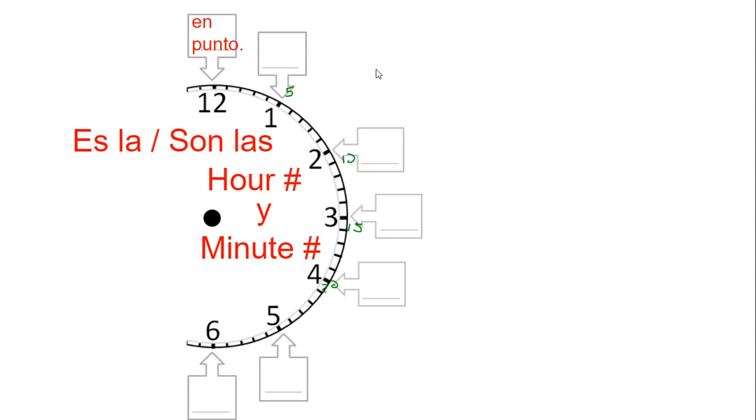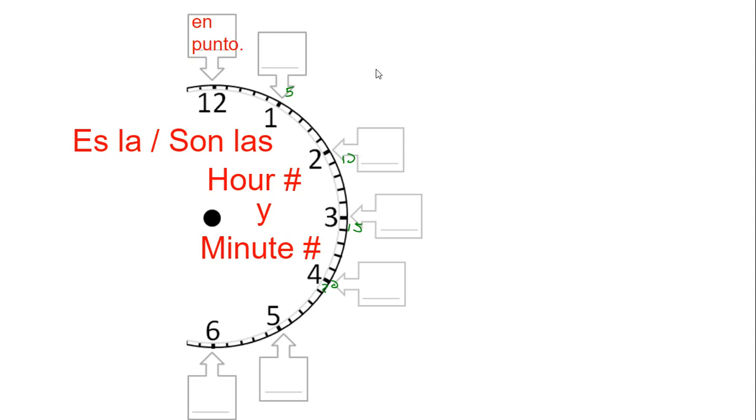So if it's exactly on the hour, so it's 12 o'clock exactly, you can say son las 12 en punto. That means like on the dot. Punto is point or dot, like the period at the end of a sentence. You don't have to have that part. That is optional. So you could just say son las 12 or es la una, son las dos, son las tres, son las cuatro, and so on.